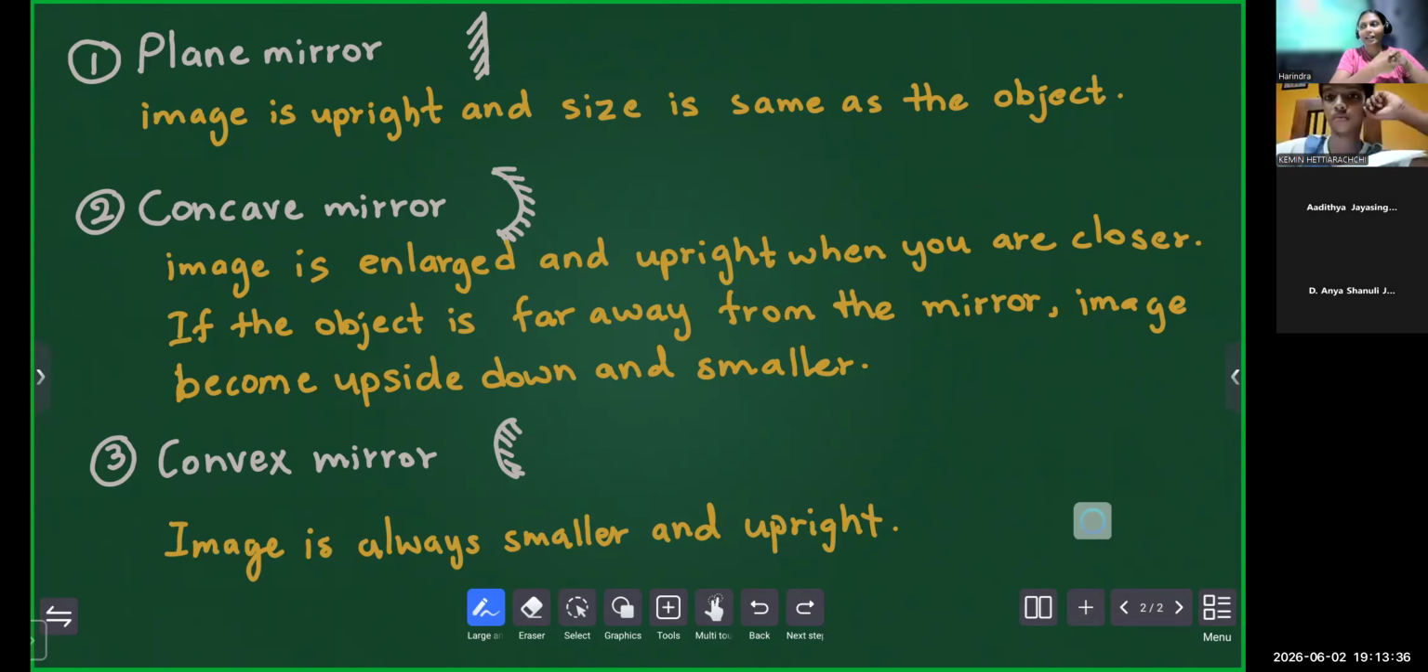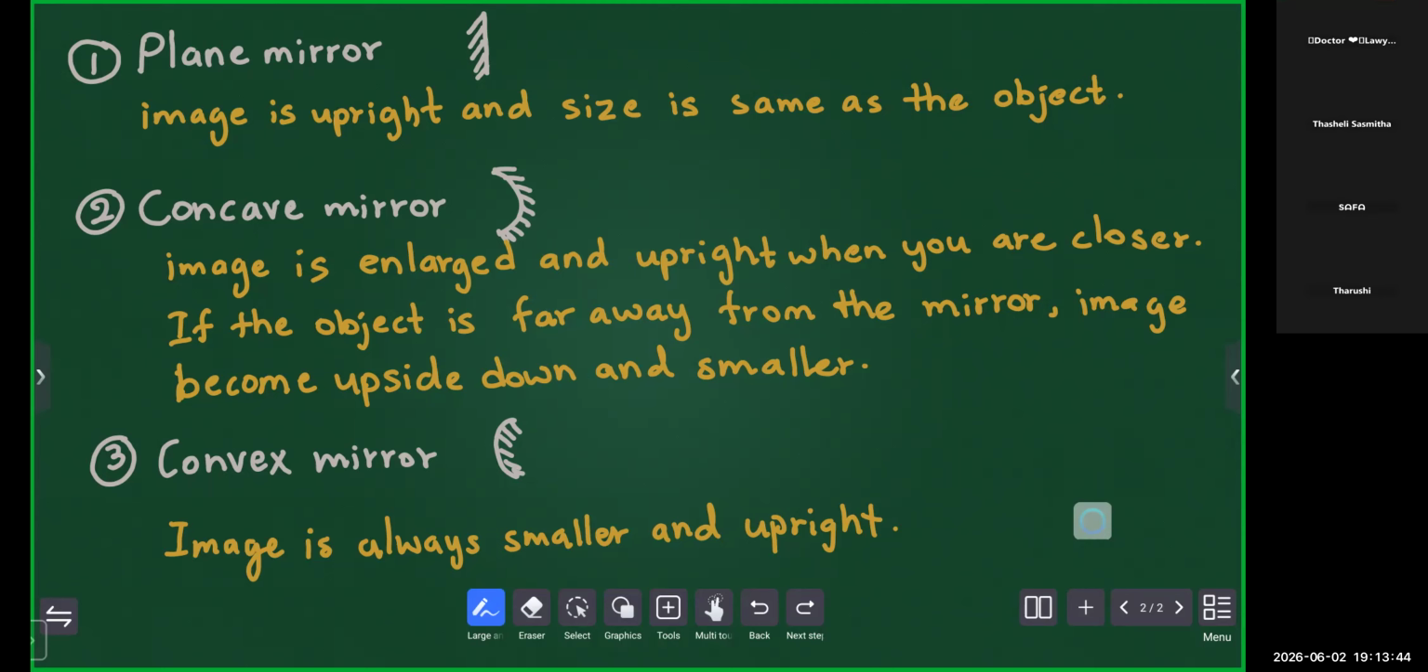Yes, Aditya. Understood? Yes, teacher. Okay. Tarushi understood. Teacher, finished, teacher. Okay, Puti. Tarushi understood, Puti.